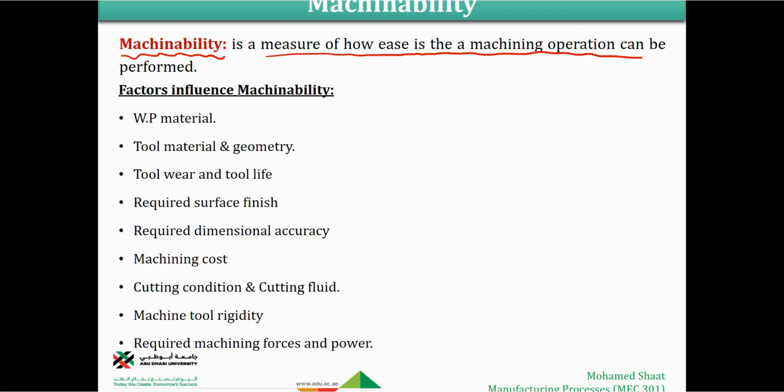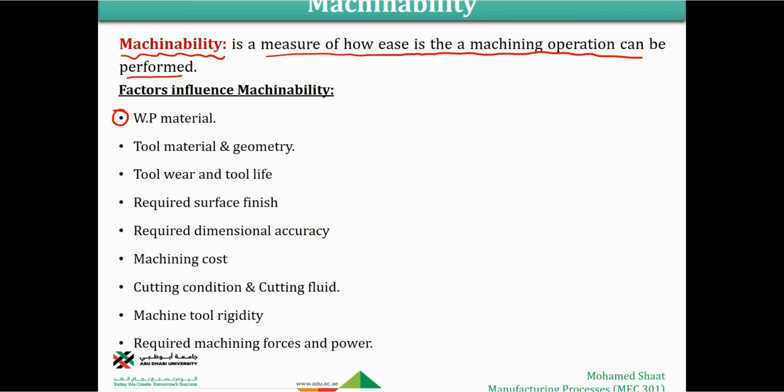So simply, machinability is a measure of how easily the machining operation can be performed. And there are so many factors, including the workpiece material. How would the workpiece material affect the machinability? If the material that is going to be machined is a soft material, it means that we have a good machinability. It means that this material can be easily machined.